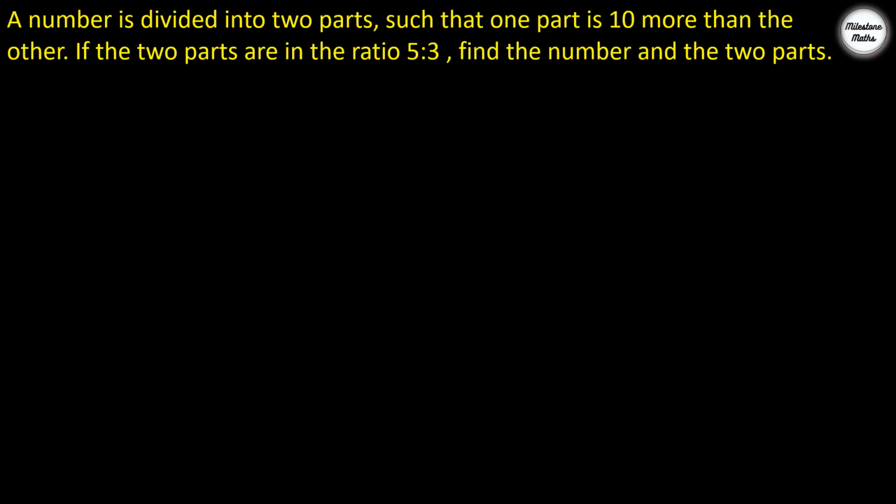So now let's take the next example. A number is divided into two parts such that one part is 10 more than the other part, and if the two parts are in the ratio 5:3, find the number and the two parts. So in this question the ratios are given. So when the ratios are given, how will you do it?